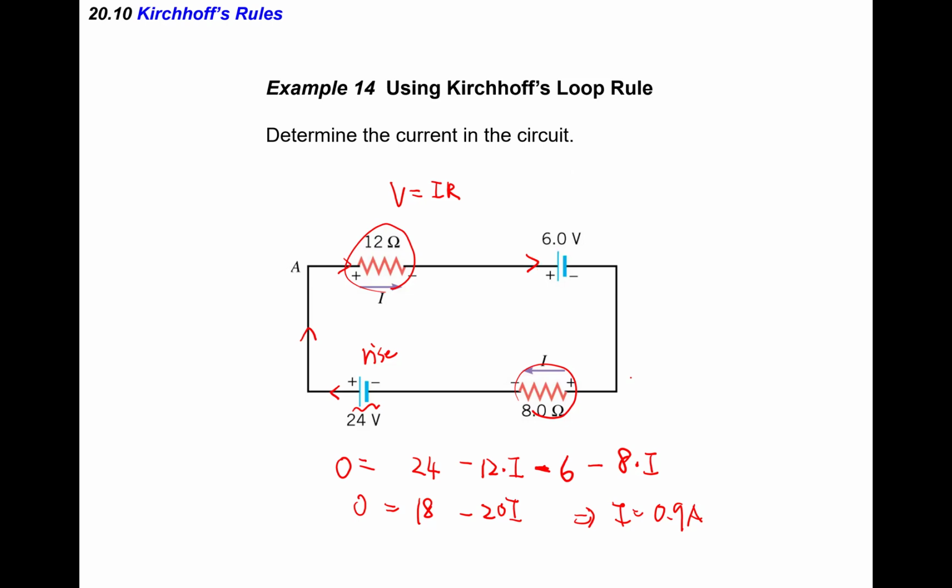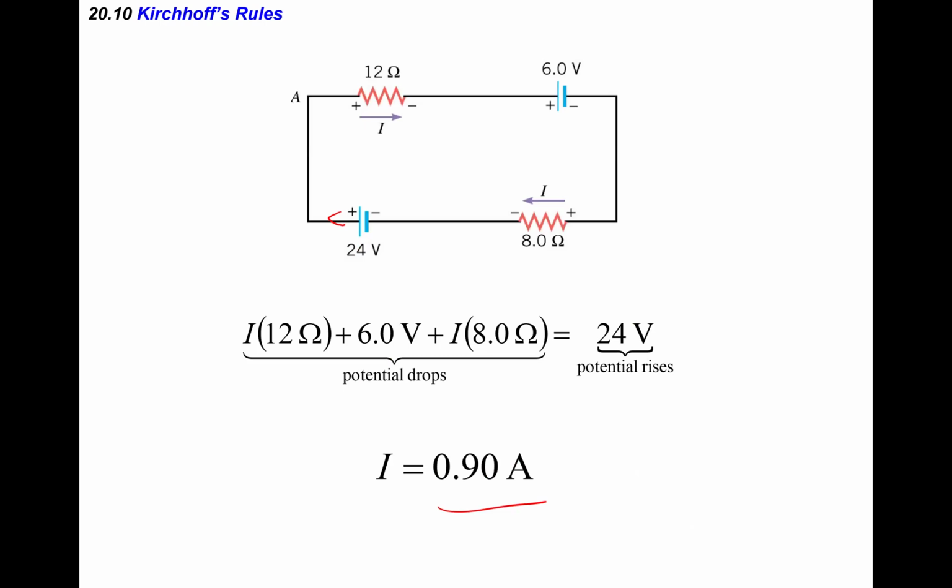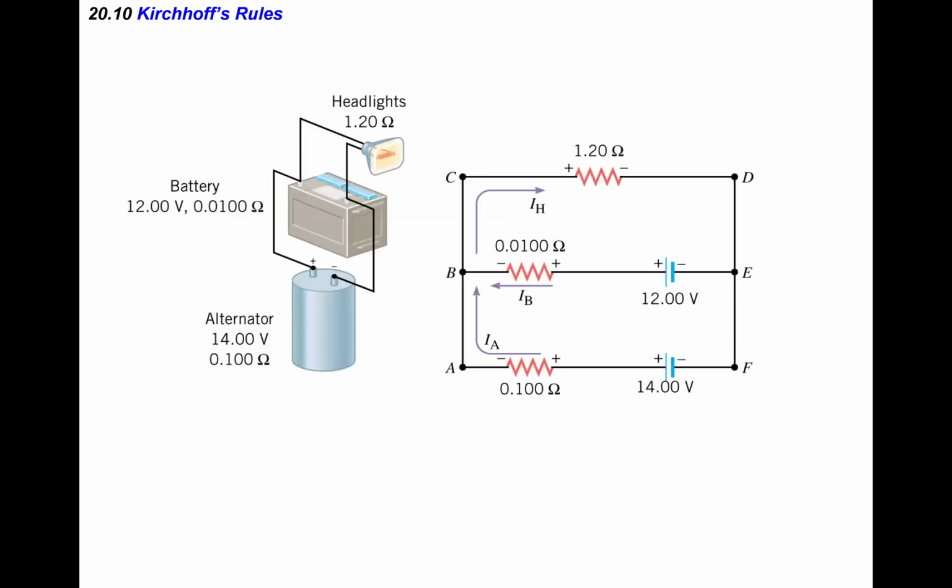Okay, so this is I. Because the current going like this is not coming out from the power supply, it's coming into the power supply. So this is a potential drop. Okay, and then yeah, so it's 0.9. I did it wrong because I thought it's a potential rise, but it's actually a potential drop. So not all power supplies in the circuit will give you a potential rise, okay? So this is 0.9 ohm. And then we have this problem here.